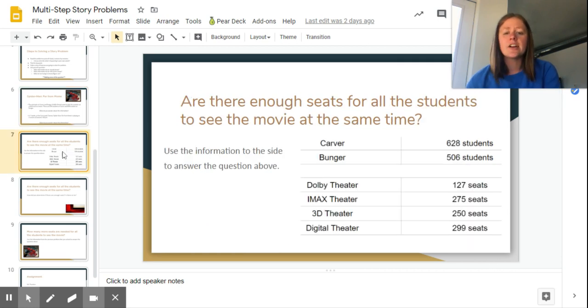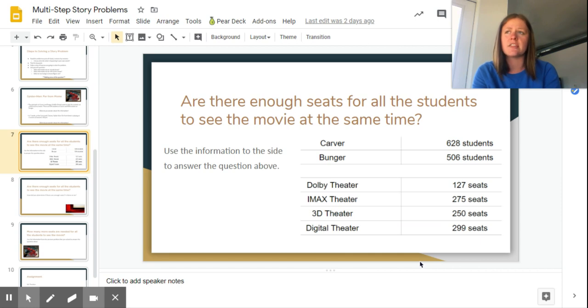So it says, are there enough seats for all the students to see the movie at the same time? So this is our first question. So it says, use the information to the side to answer the question. So the first thing that we probably are going to have to figure out is when we look at this data, it tells us, okay, so Carver has 628 students, Bunger has 506. And then below that, it gives us the 4 theaters that are open, and it tells us how many seats are available at each of those theaters to watch this movie.